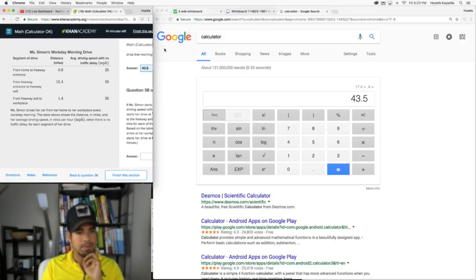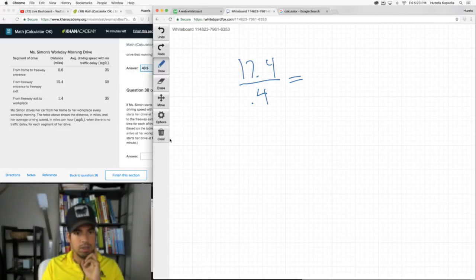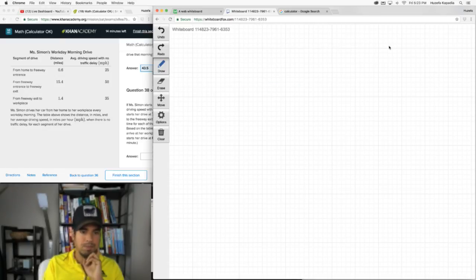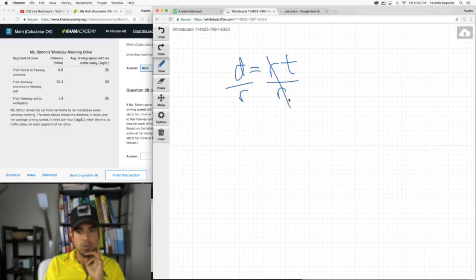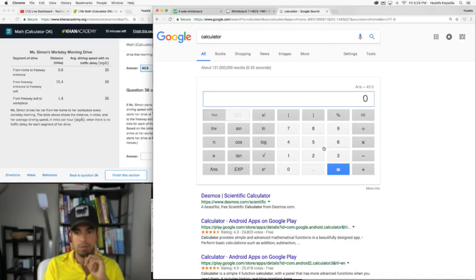So let's think about it. What's her travel time, first of all? Let's figure out our equation here. Distance equals rate times time, right? We want to know her travel time, so we divide both sides by r. So time equals distance over rate, right? So if we want to know the time, we would say the distance, which is 15.4, divided by 50. This will be in hours, by the way, and that equals the time normally. So 15.4 divided by 50 equals 0.308.